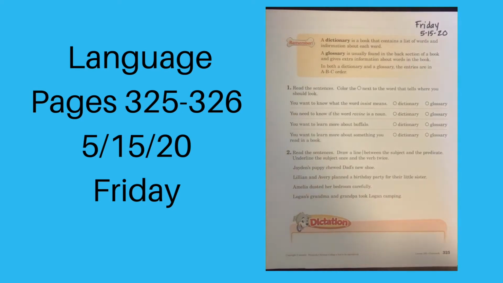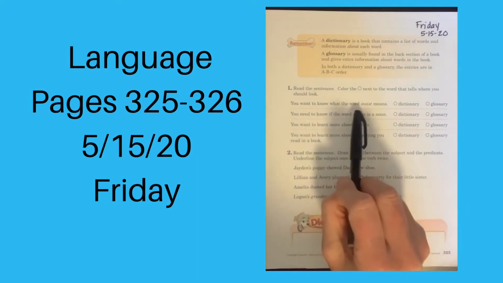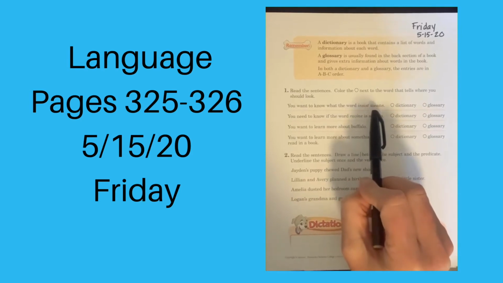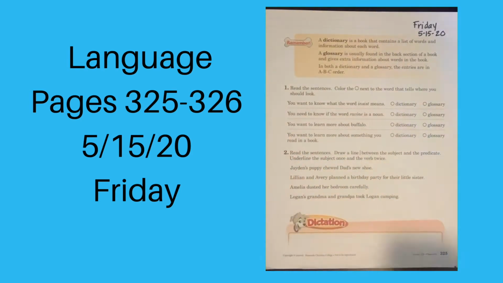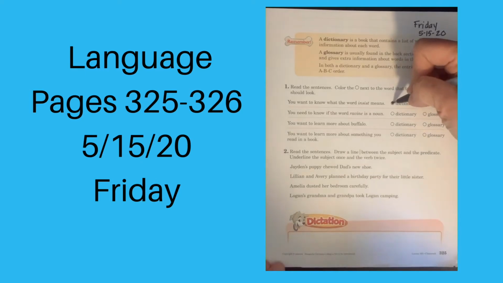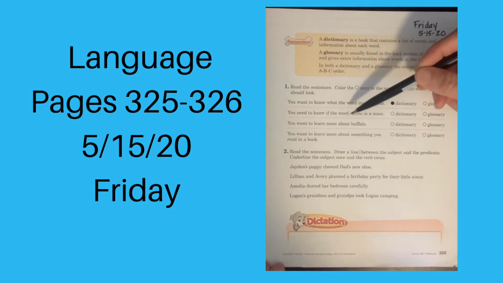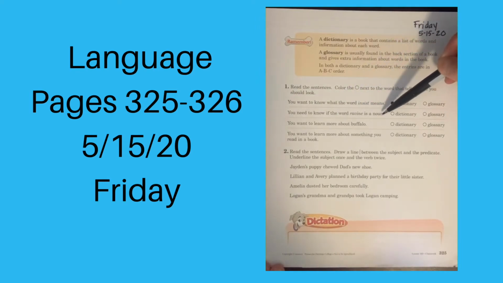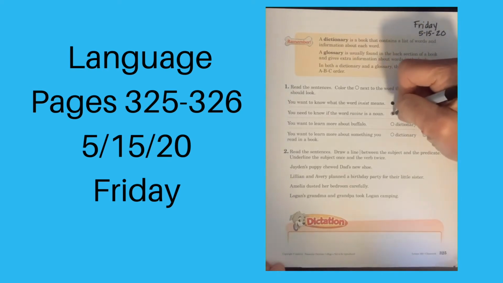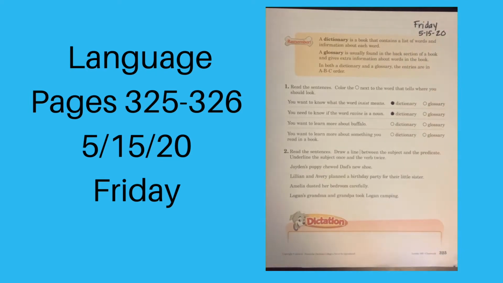So number 1, it asks you to read these sentences and color the circle next to the word that tells where you should look. So if you want to know what the word insist means, then you are going to be looking into the dictionary, because that's going to give you the actual meaning of the word. If you need to know if the word ravine is a noun, that again is found in your dictionary. Next year in Miss Luna's class, you'll probably be using a dictionary and a glossary.